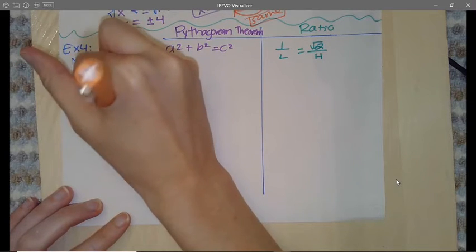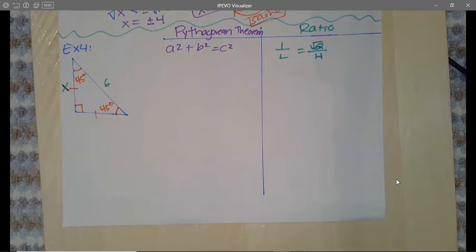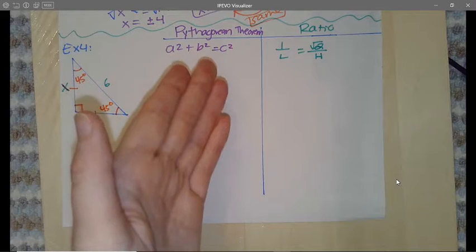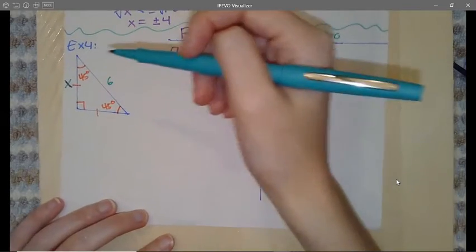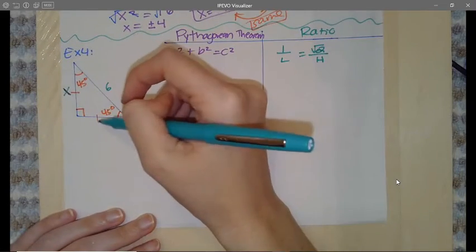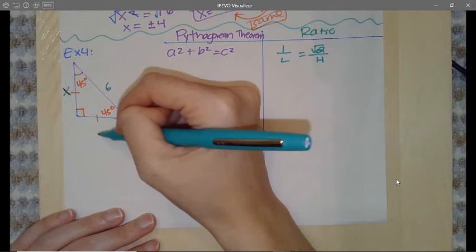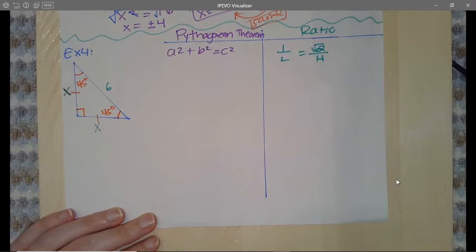Alright, so this is telling me I can solve by either using the Pythagorean theorem or the ratio. And again, you can technically always use sine, cosine, and tangent to solve for the missing sides of a right triangle. Well, let's get to it, you guys. So first of all, since this is an isosceles triangle, 2 sides are congruent. So if this is x, this side is also x.